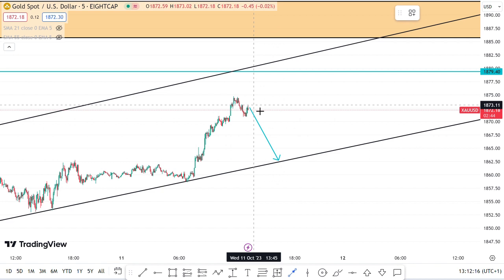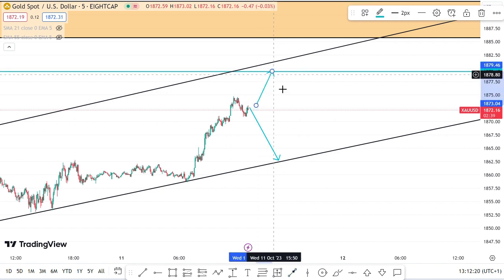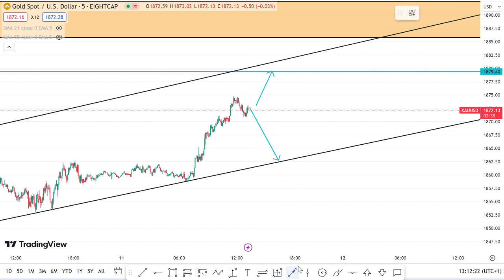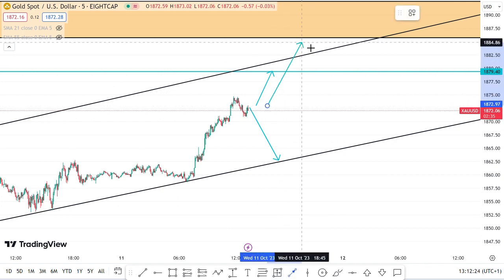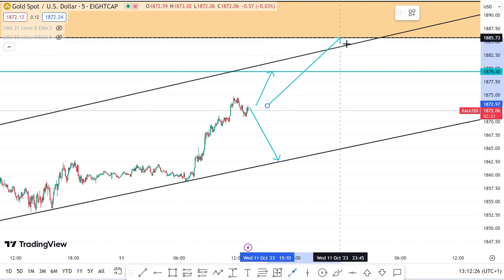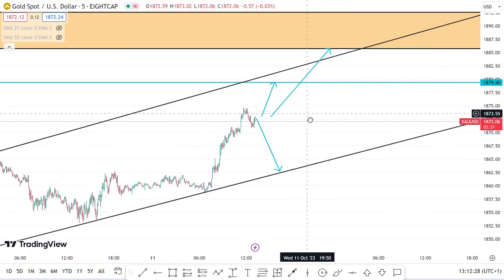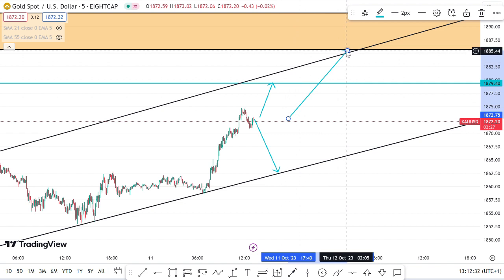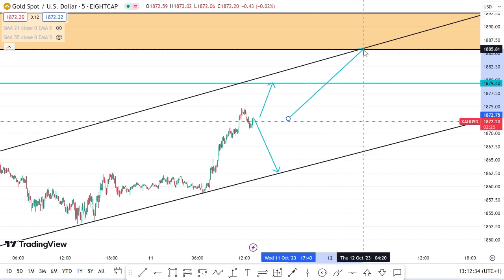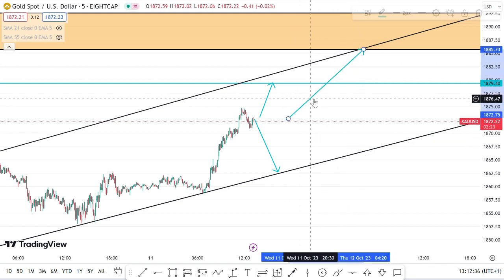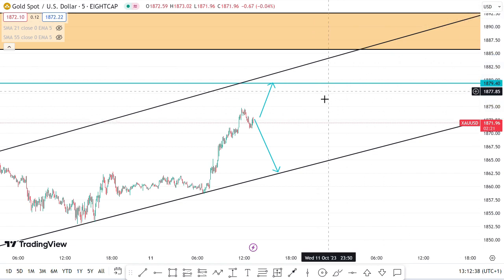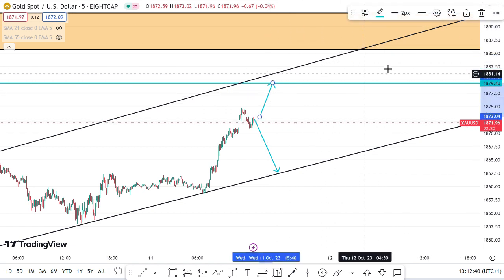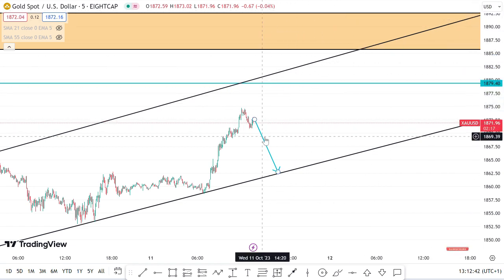But if the news is negative for the dollar, we might see gold coming to this point of interest or somewhere here, whichever is the case. But we might see this acting this way, coming back somewhere here. So this is what we are anticipating, guys, and let's cross our hands and see how it goes.